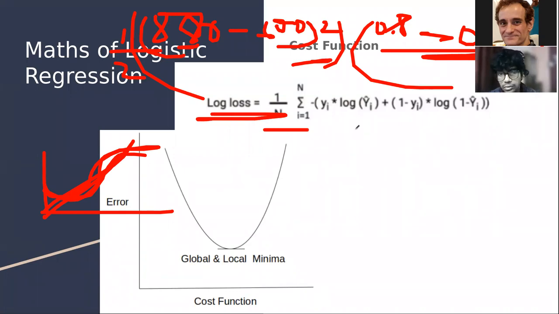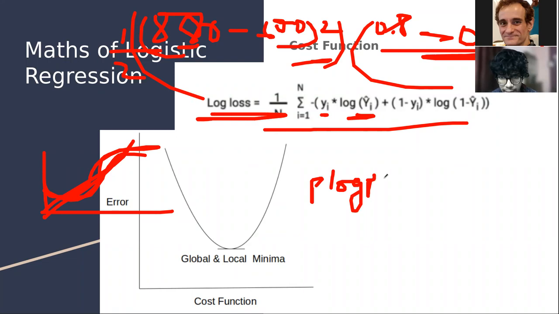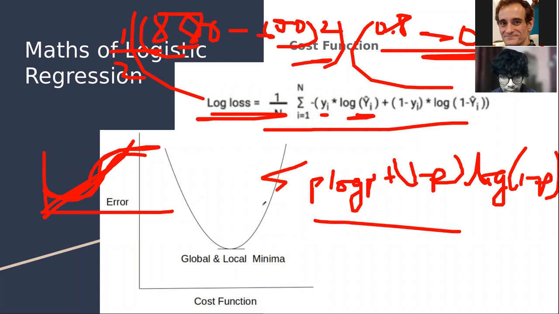So this is the cost function. Don't get into the derivation, just remember it. If you have the time and energy, try to Google cost function or log loss, and you get a lot of stuff. But this is what it is. You have y_i as the actual and log of the predicted, and the 1 minus term. So it's p log p plus 1 minus p log 1 minus p, summed over all the points from 1 to n, and averaged by dividing by n. This is the log loss function.